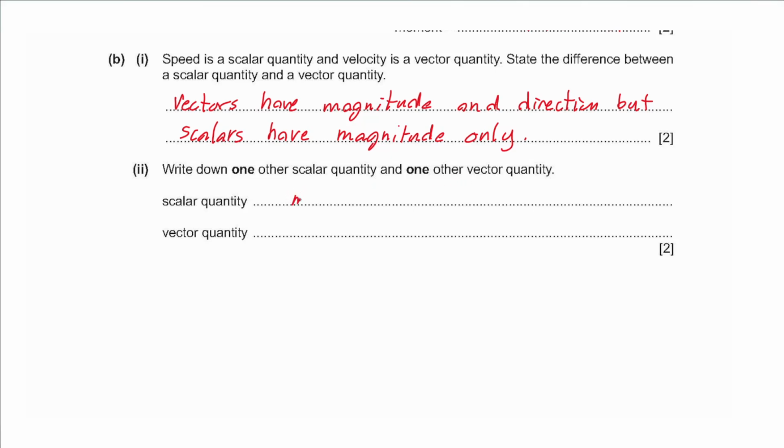For the scalar, we can say that we have mass or distance, time, density, energy, power, any one of those. And for vector quantities, we have displacement. Also, we have acceleration and momentum and moments and forces.